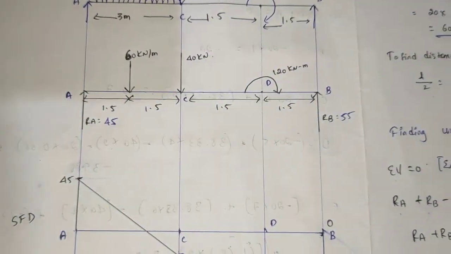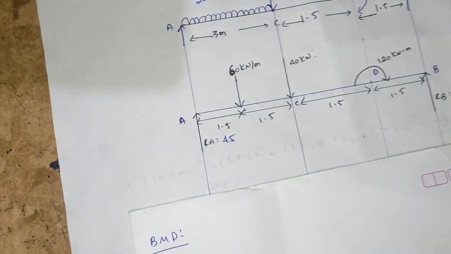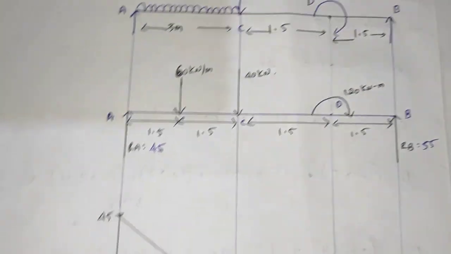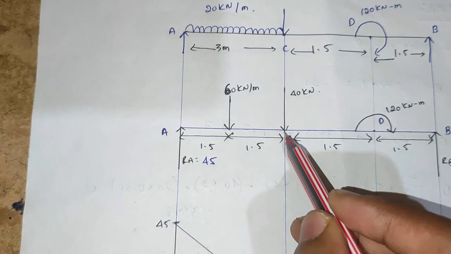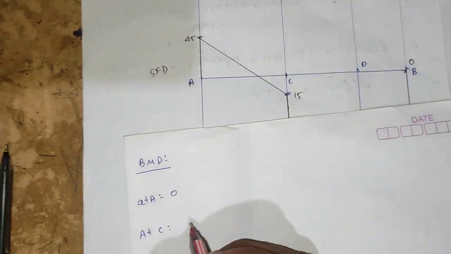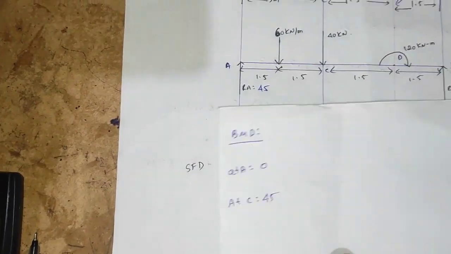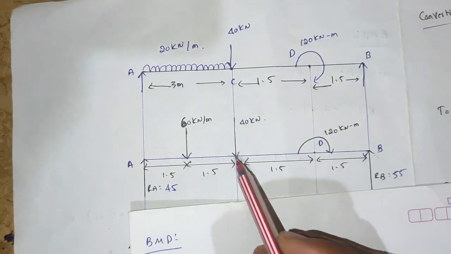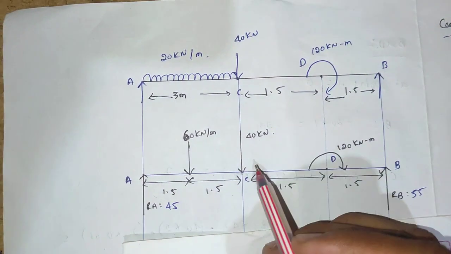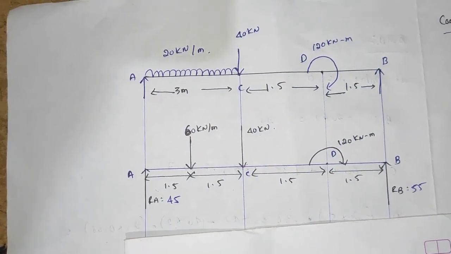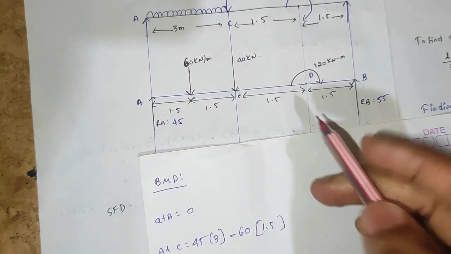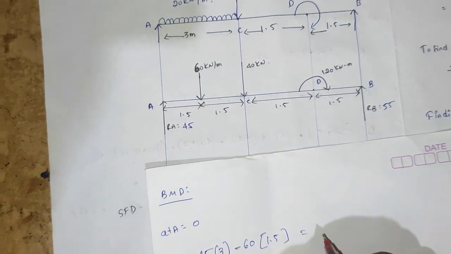Okay, how to draw the bending moment diagram. At A it is equal to 0, since force into perpendicular distance for bending moment is 0. At C, this is clockwise, so it is plus 45, into the distance 3 meters. From C, this is anticlockwise, so therefore minus 60 into 1.5 distance. That is the value up to C.